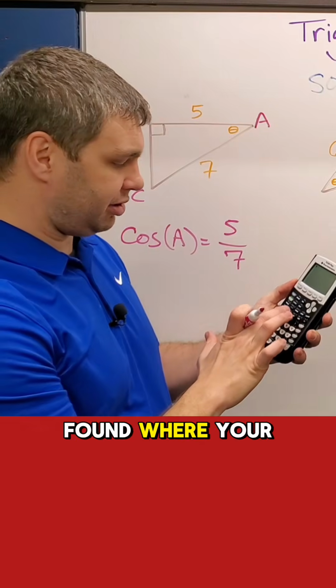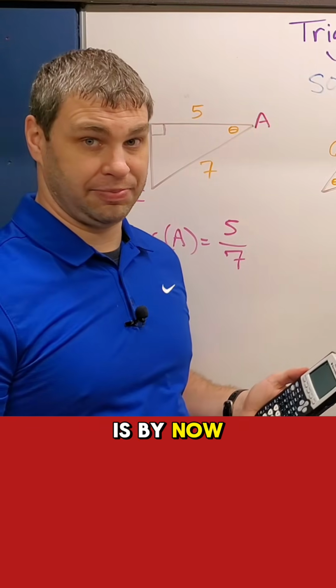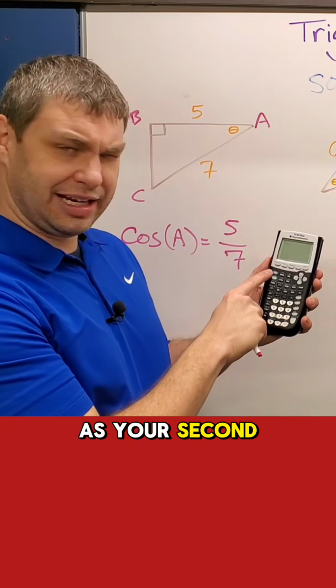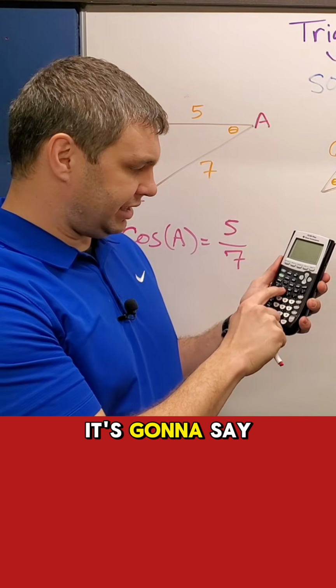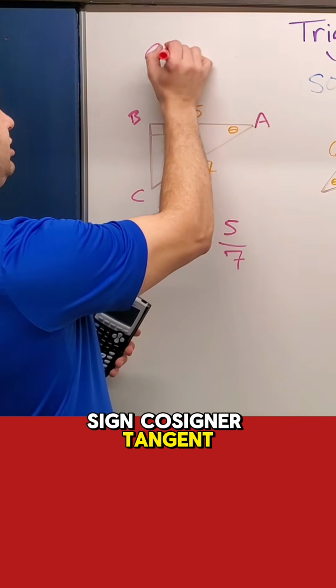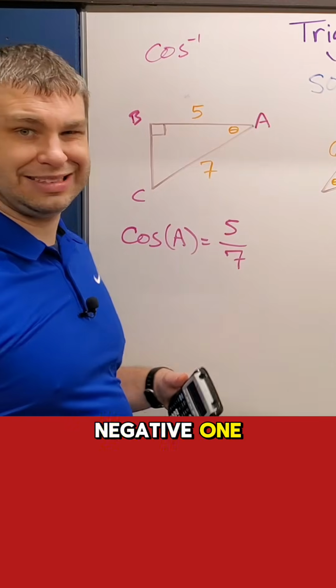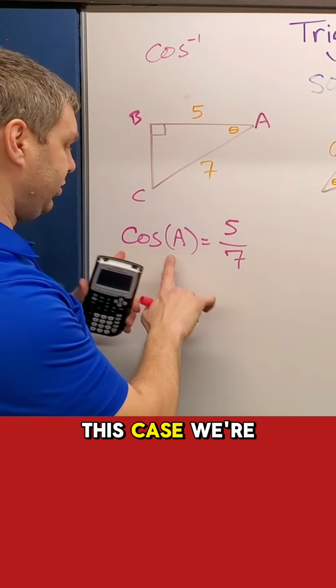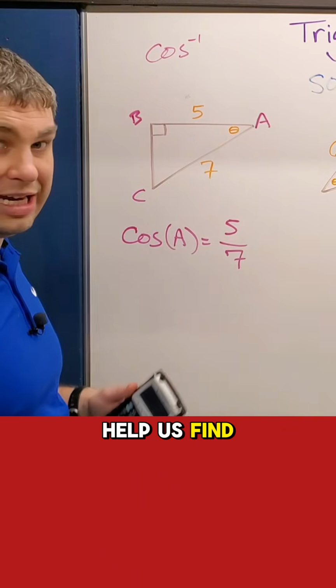Now, you've probably found where your sine, cosine, and tangent button is by now. And above that, you might have, in the same color as your second or shift button, sine, cosine, or tangent with a little -1. That stands for the inverse cosine or inverse tangent or whatever one you're using. In this case, we're going to use the inverse cosine to help us find A.